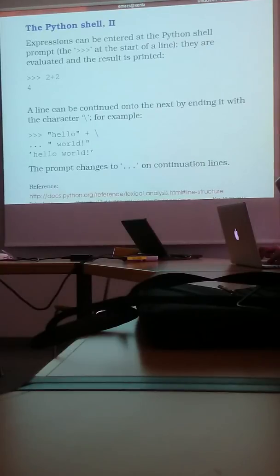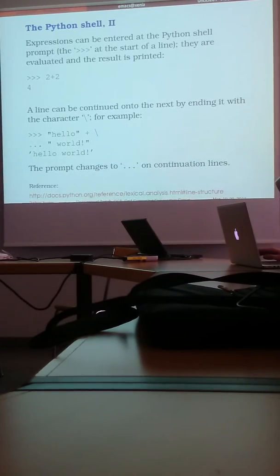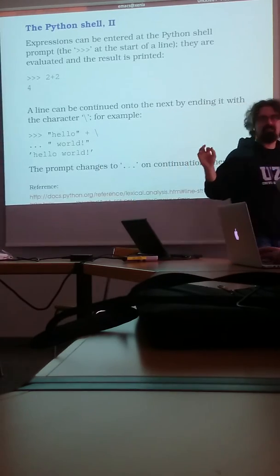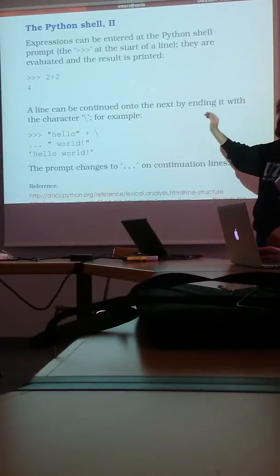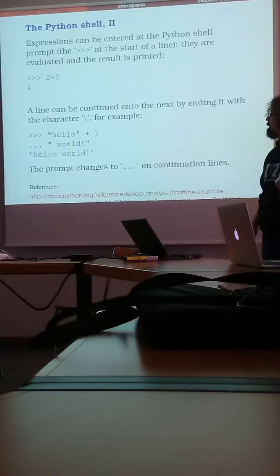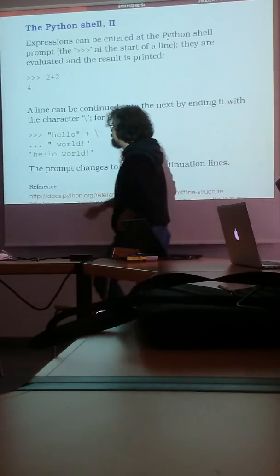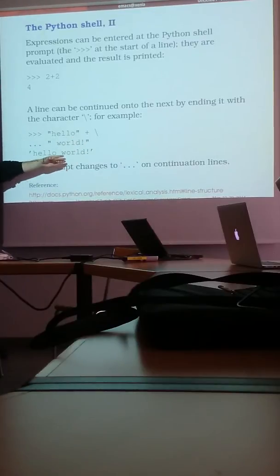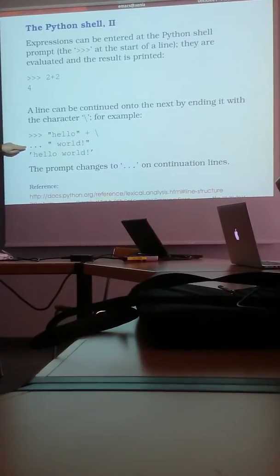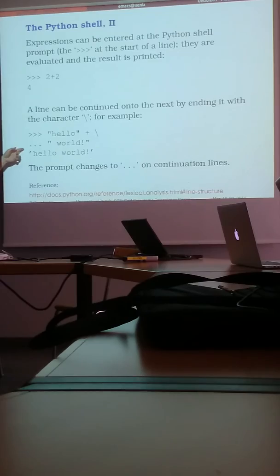You can continue a line if it's too long onto the next one by ending the line with a backslash character. In this case, the backslash must be the last character on the line, so no spaces after it, nothing more. Backslash and then immediately a new line. As you can see, this silly example just concatenates two strings. The three arrows are the primary prompt. When you use this feature to continue a line, when Python is expecting some input that will be considered part of the line before, the prompt changes to three dots. So this is a continuation prompt.